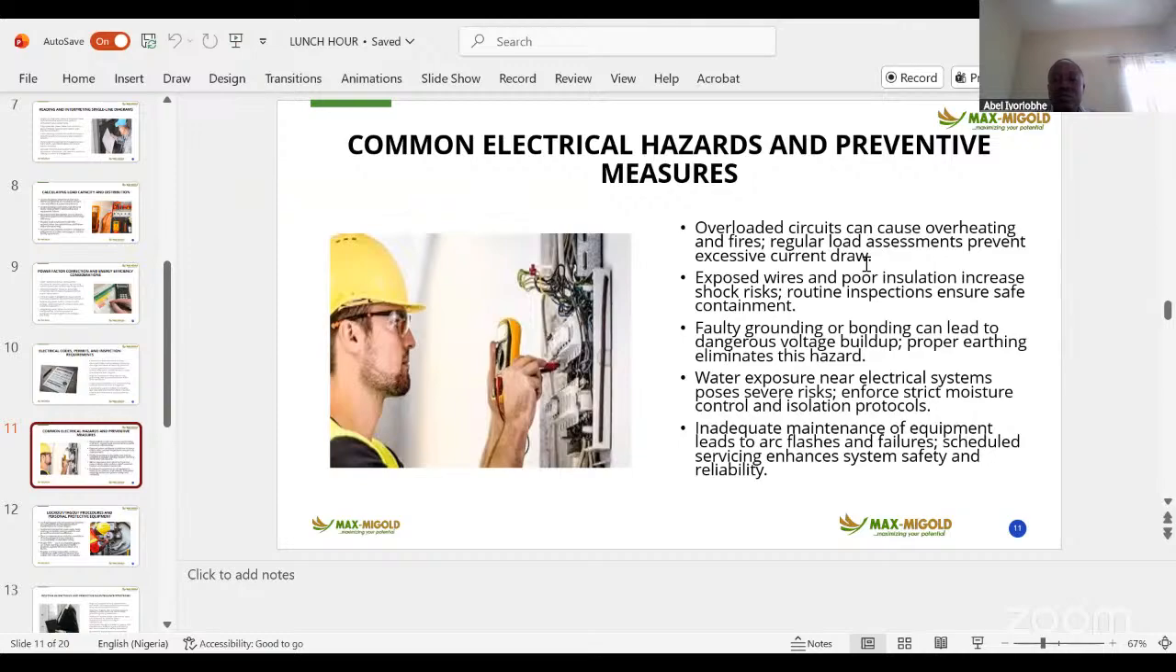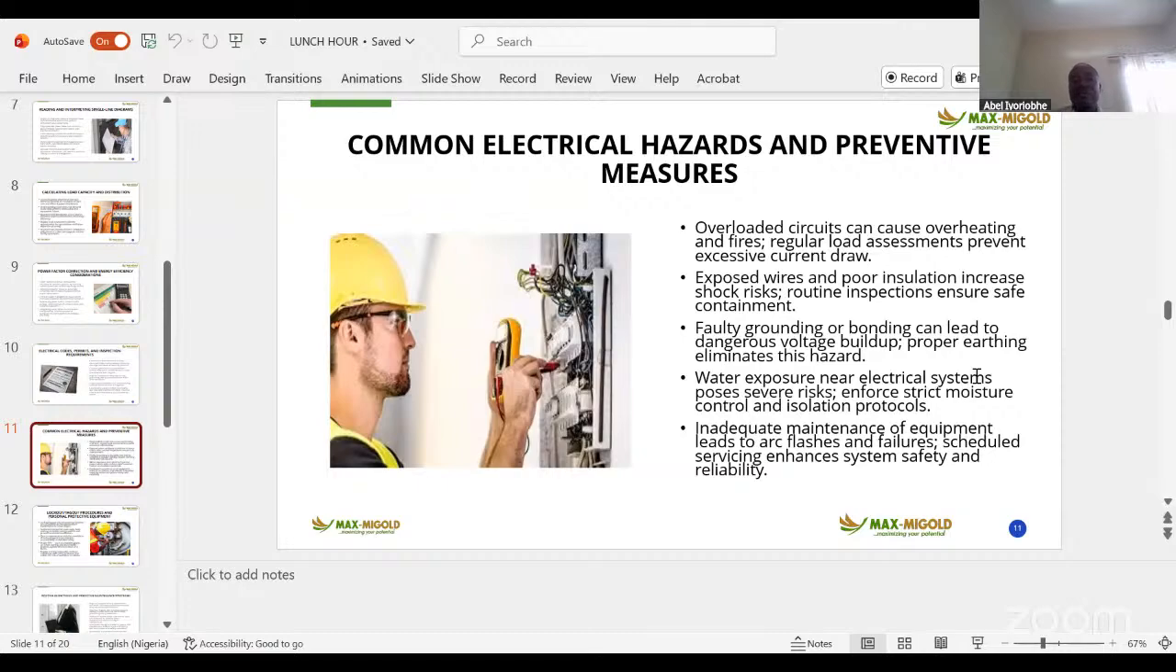Regular load assessment prevents excessive current draw. Two, exposed wire and poor insulation increase shock risk. Routine inspection ensures safe containment. Three, faulty grounding or bonding can lead to dangerous voltage buildup. Proper earthing eliminates this hazard.